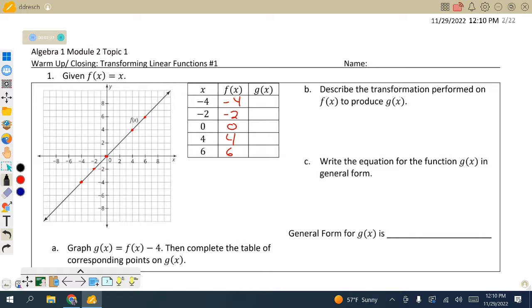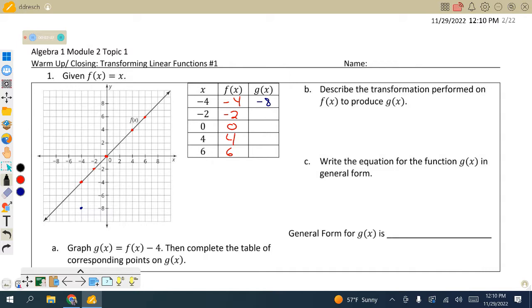So what we want to now do is take our graph, take those points we just highlighted, and move them down 4 units. So let's do that. This point right here, move it down 4 units. So we're at, can you count? 1, 2, 3, 4. -8. Okay, so when x is -4, the new one is at -8.